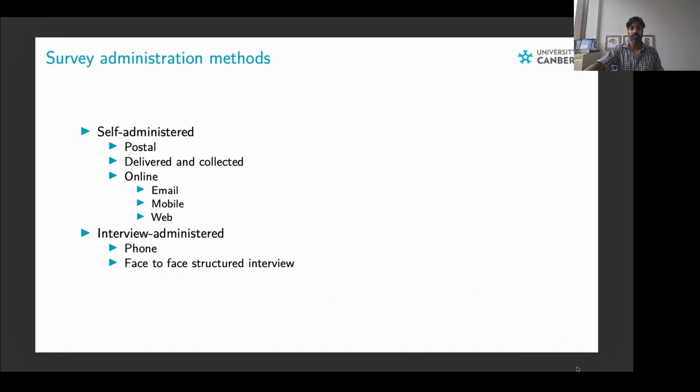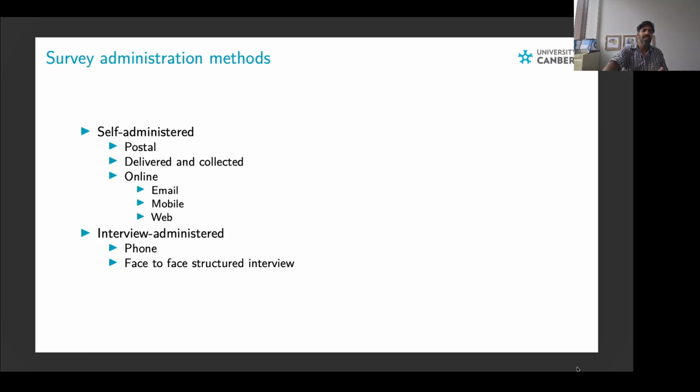For survey administration methods, we can start there. We've sort of hinted at this in our examples, but there's two key administration methods. They include if it's self-administered or if it's interview administered. So self-administered can take a whole host of formats. It can be postal administered. It can be administered where it's delivered to you and then collected at a later date. And it can be online, which is probably the most common form of self-administered survey. So email, mobile, or web interface that's requesting you to complete the survey. Now, the interview-administered survey can occur via phone or face-to-face structured interview.